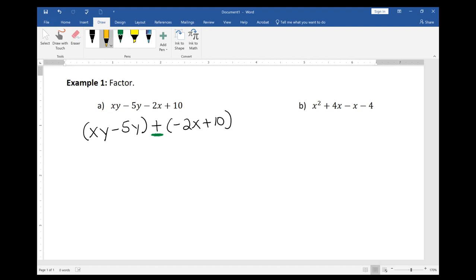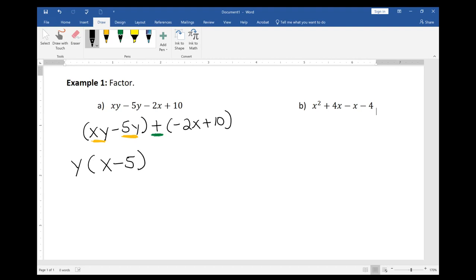So if we look at the first group, we have xy and 5y. What do they have in common? They have a y in common. We will factor that out. If we do, we're left with y times x minus 5.